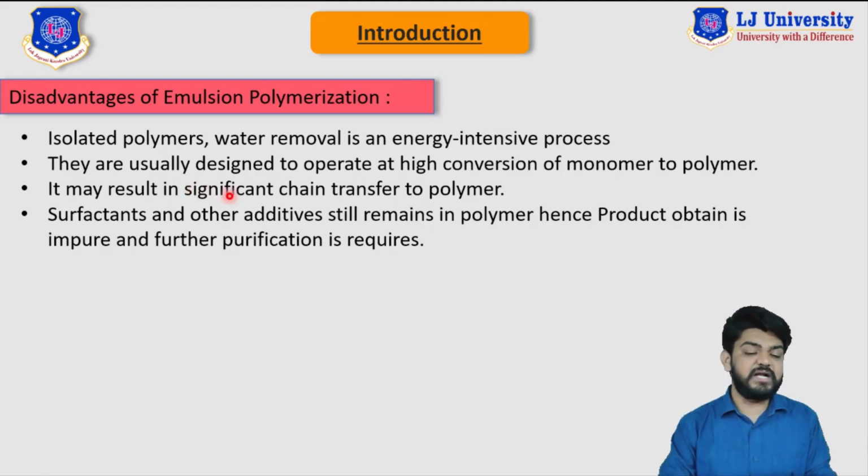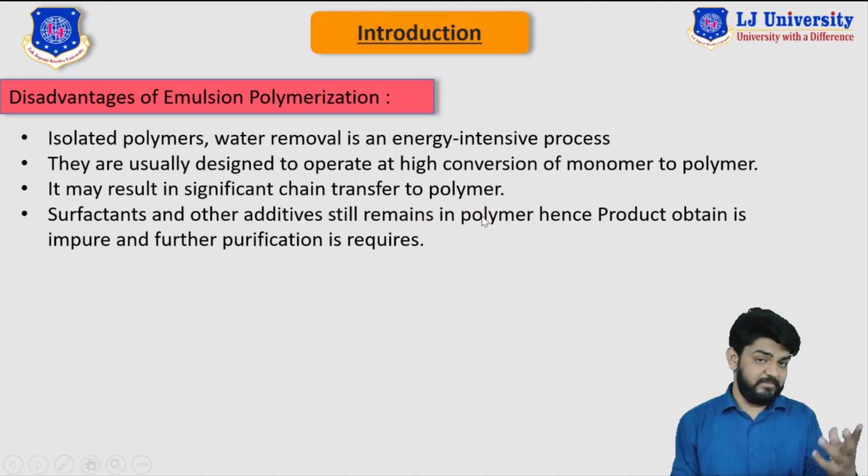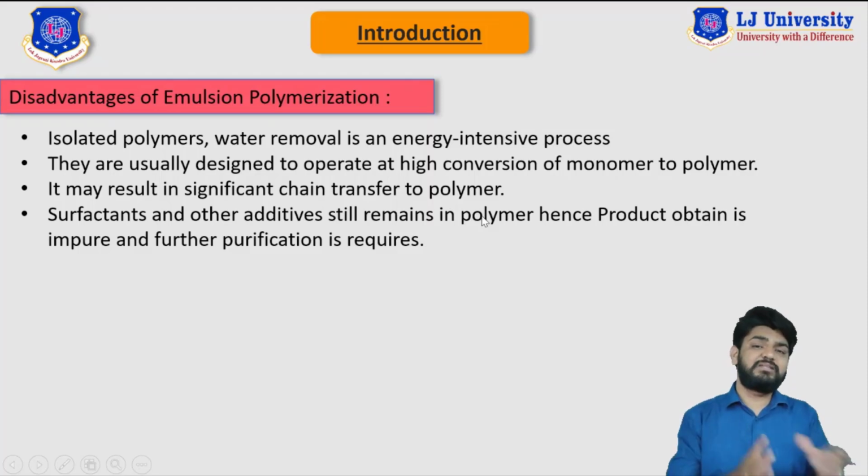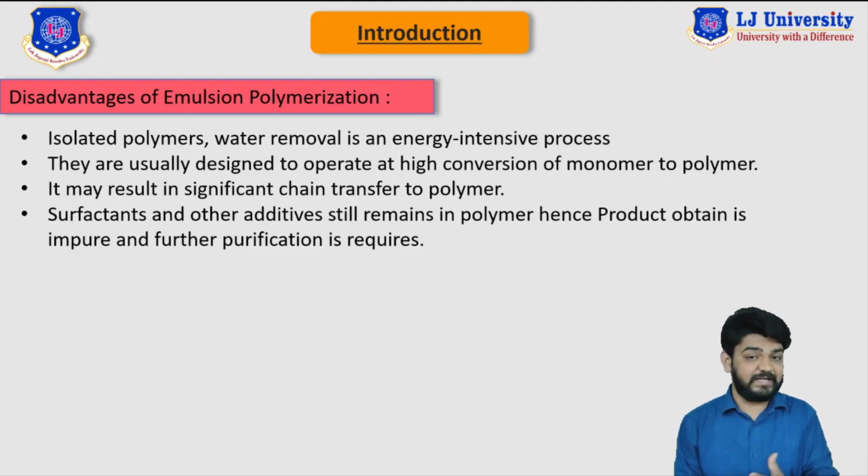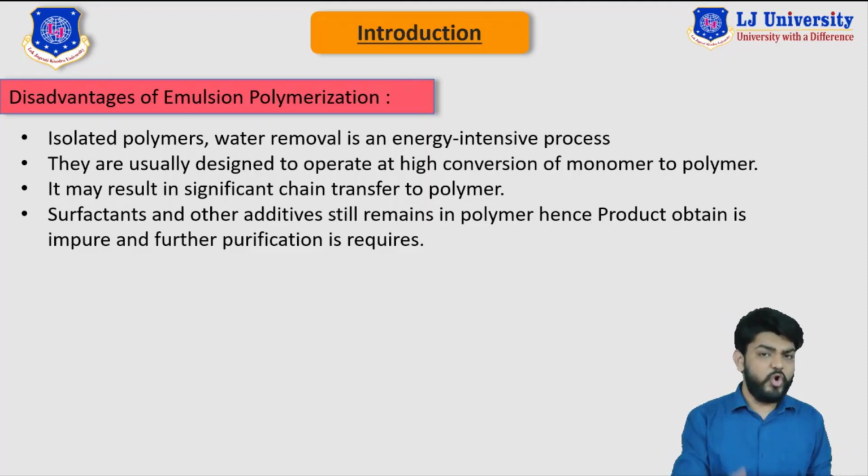It may result in significant chain transfer of the polymer. So this emulsion polymerization technique is not that stable. We need to provide a stabilizer to the emulsion in the form of surfactants. If we supply a low amount of surfactants, we can get different chains of the polymer.